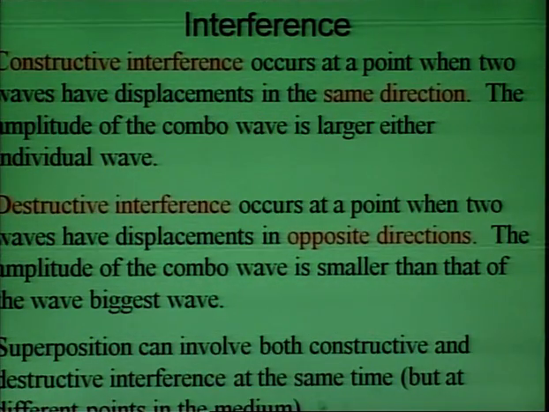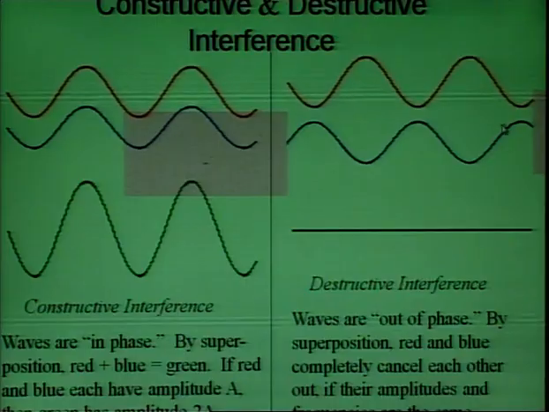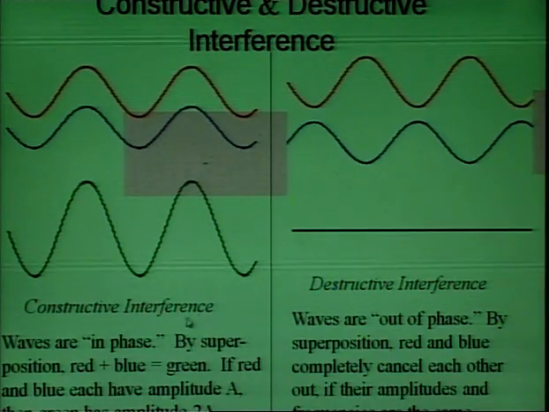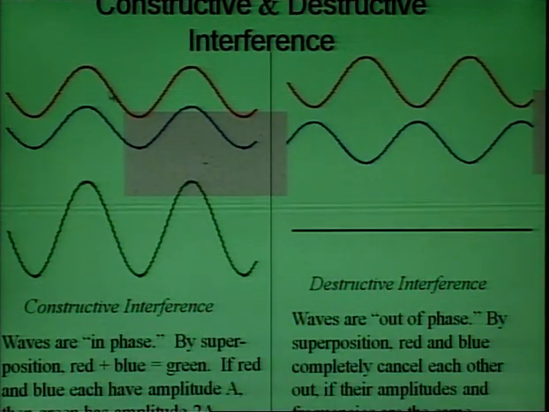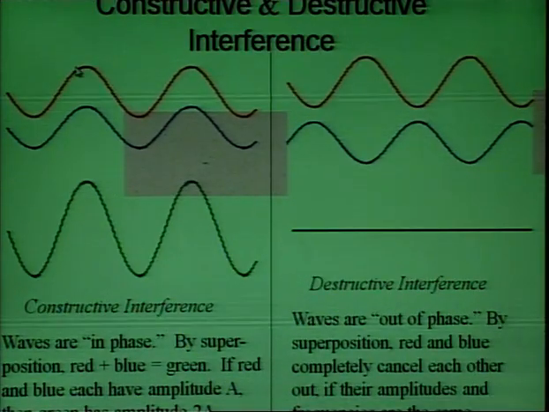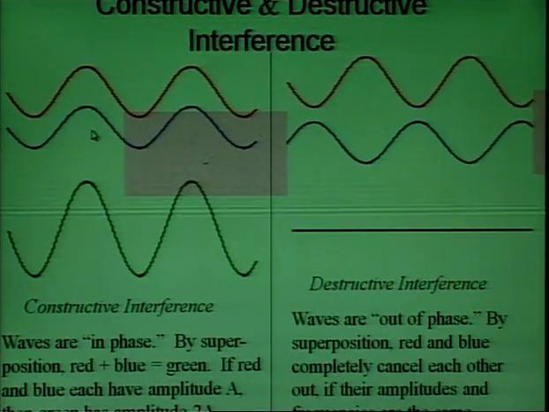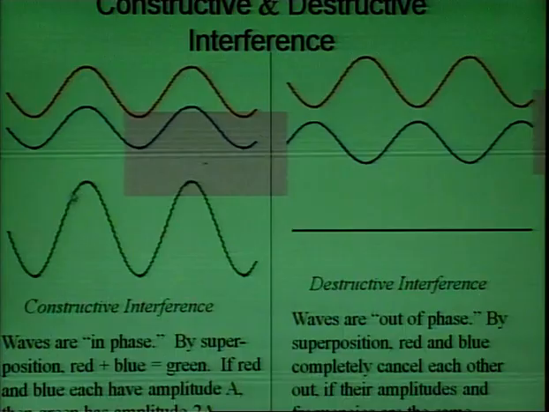But positions will be different in the medium. So this slide shows the difference between constructive and destructive interference. In constructive interference, what happens? These two waves, red and blue, are in the same phase. Same phase means crest falls over crest, trough falls over trough. So red plus blue gives you green, the resultant wave.